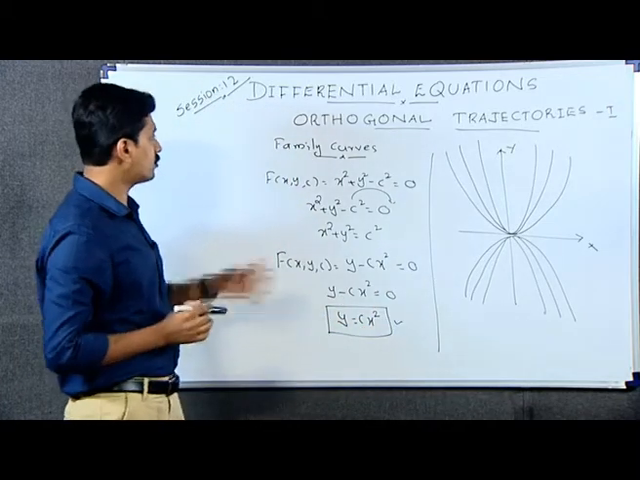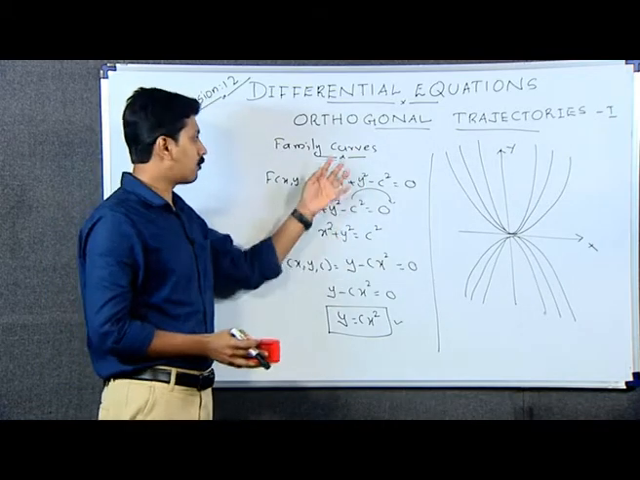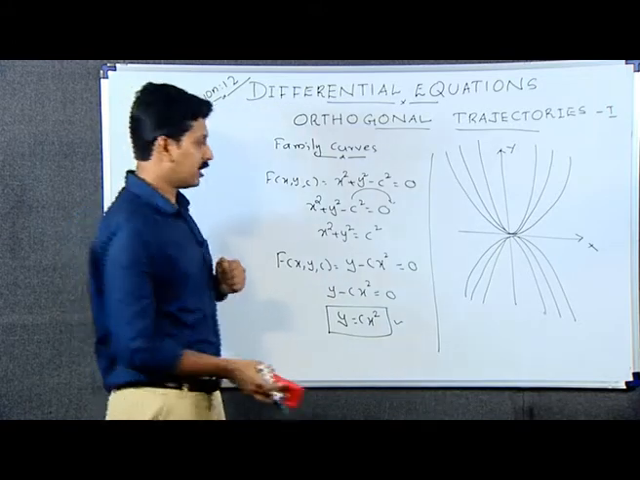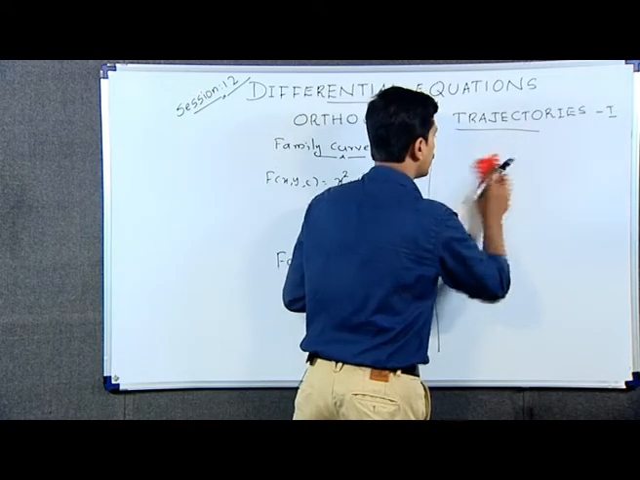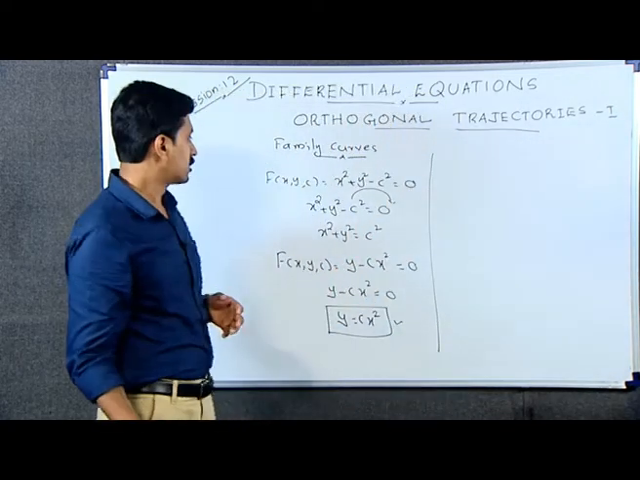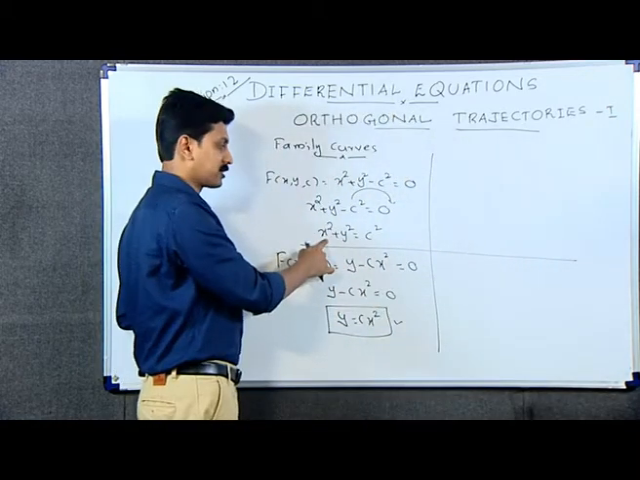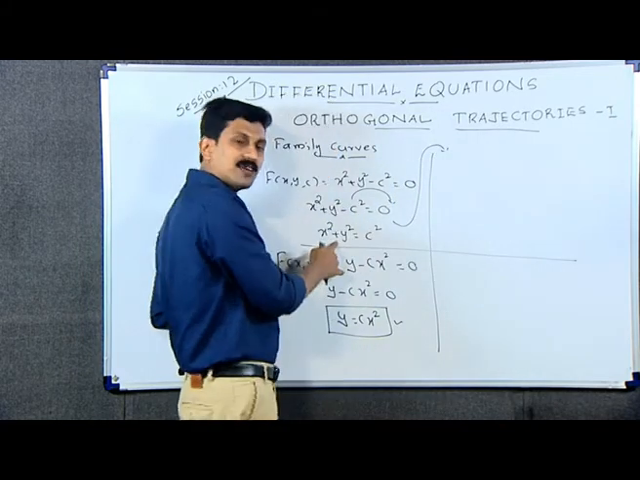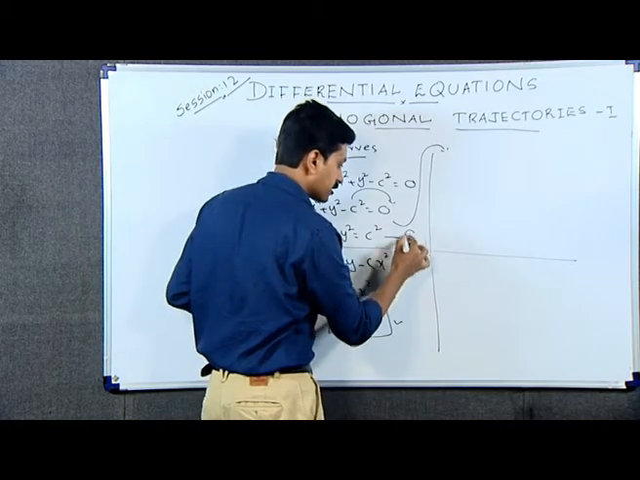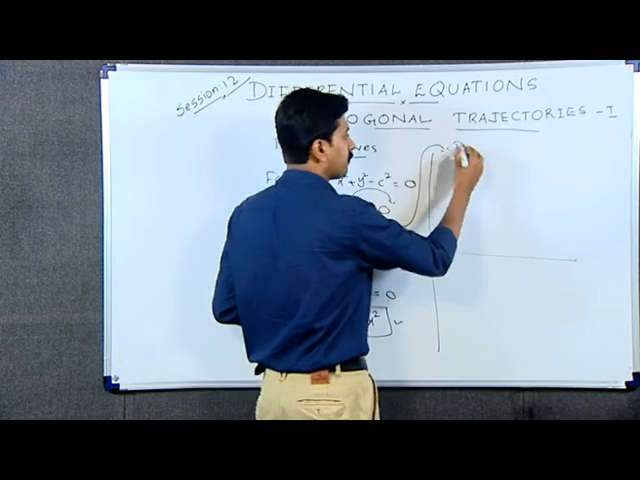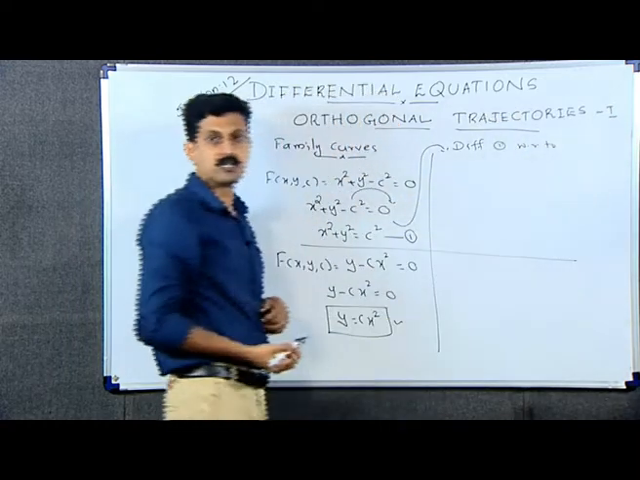Before going to orthogonal trajectories, why am I discussing families of curves? Before orthogonal trajectories themselves, I would like to discuss the differential equation corresponding to a family of curves. Here we have a family of circles. I am taking x square plus y square equal to c square as equation number 1, and differentiating both sides of equation 1 with respect to x. See what will happen.